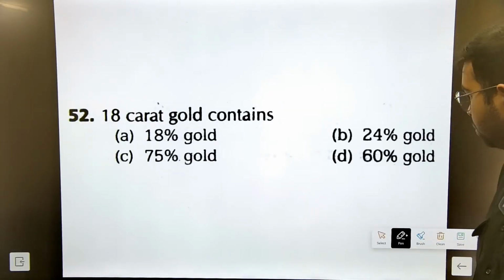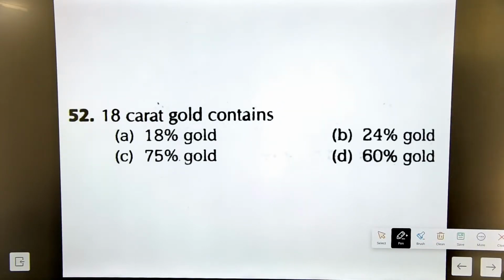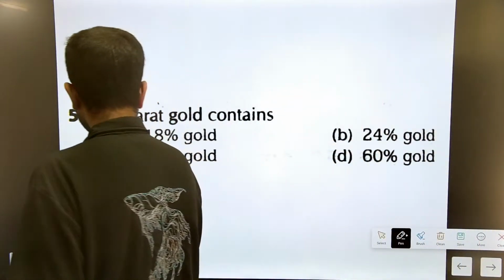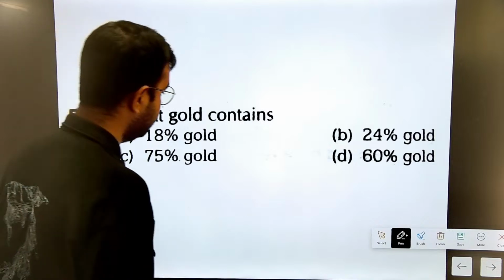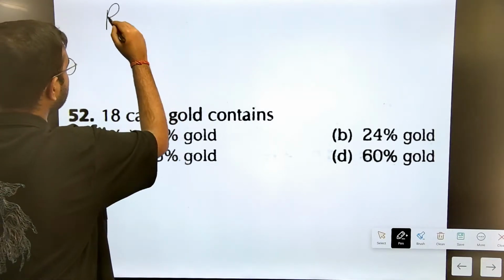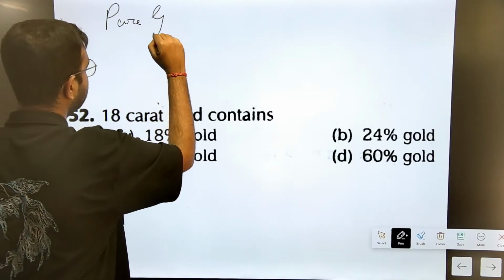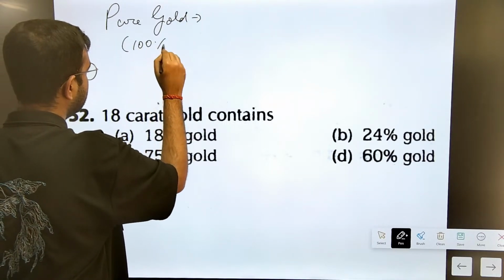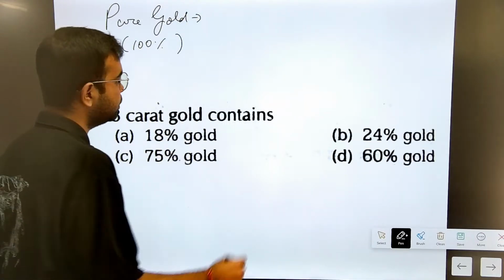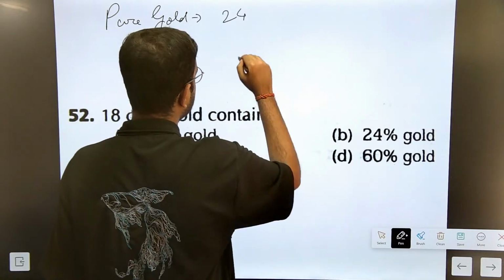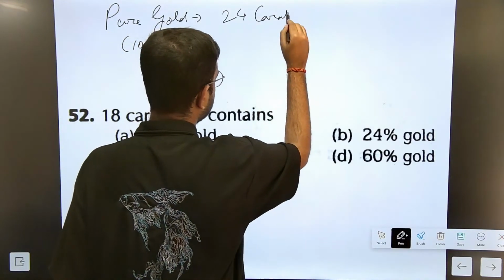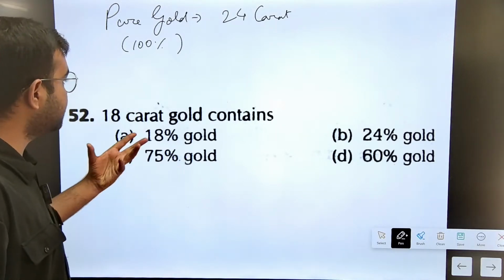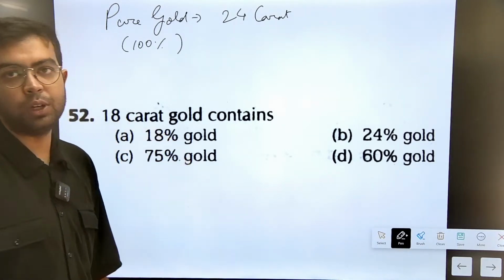ठीक है? Now, 18 karat gold contains what percentage of gold? See, what is pure gold? Pure gold or 100% gold is 24 karat gold. We all know that. ठीक है? So what percentage purity does 18 karat gold have?